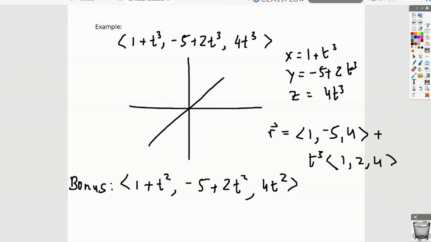So let's graph 1, negative 5, 4. Okay, let's put our XYZ markers. So 1, negative 5, 4 is probably something like that. And then the t cubed direction 1, 2, 4 is probably something like 1, 2, and then 4. So the graph will probably look something like this.